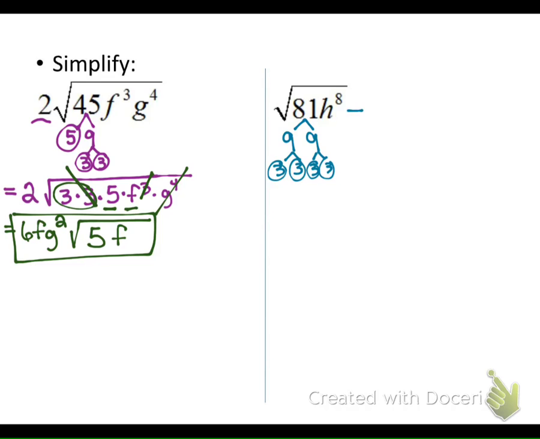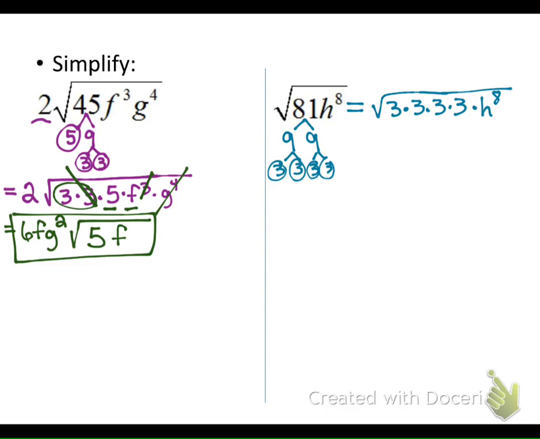I think I have room. So I'm going to go to the right of it. Do I have a coefficient? Not this time. So I'm going to put 3 times 3 times h to the 8th. Make my line longer. Okay, so we're all pros at this part. We just got to remember that variable.